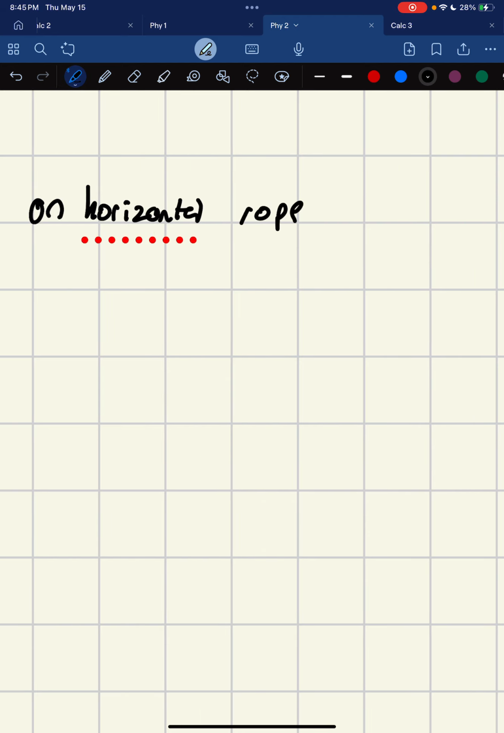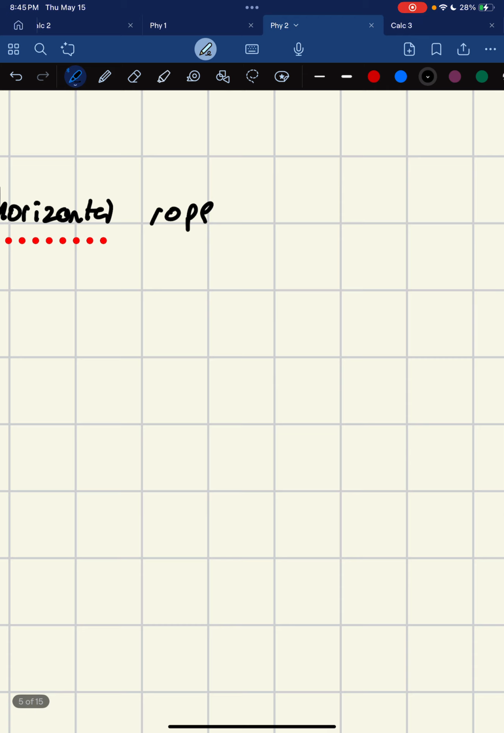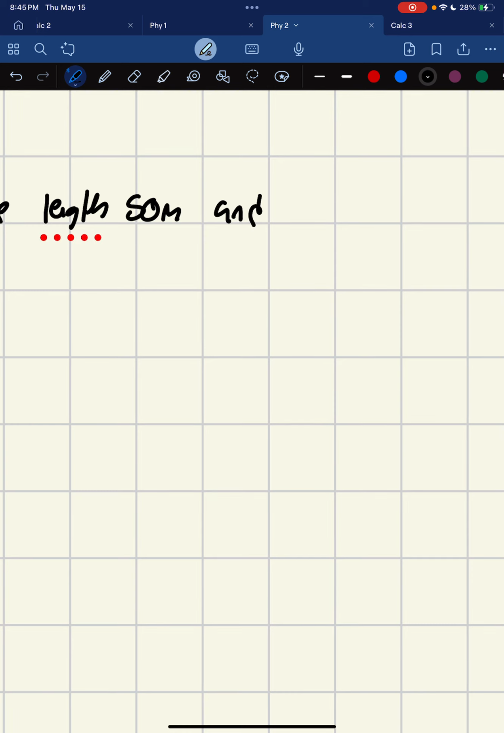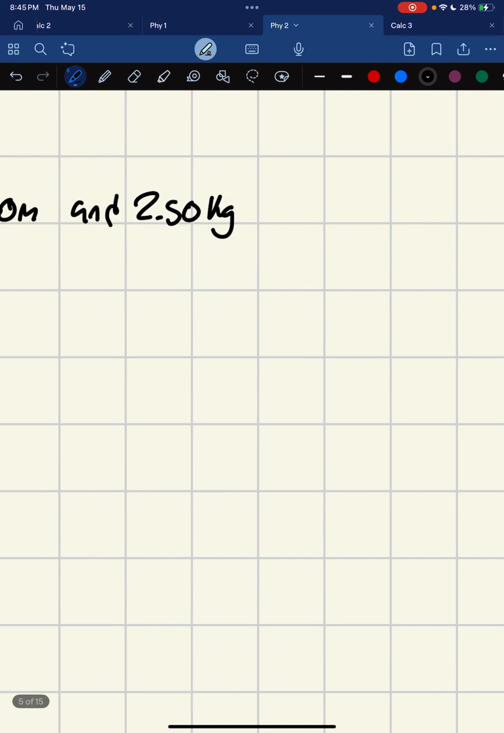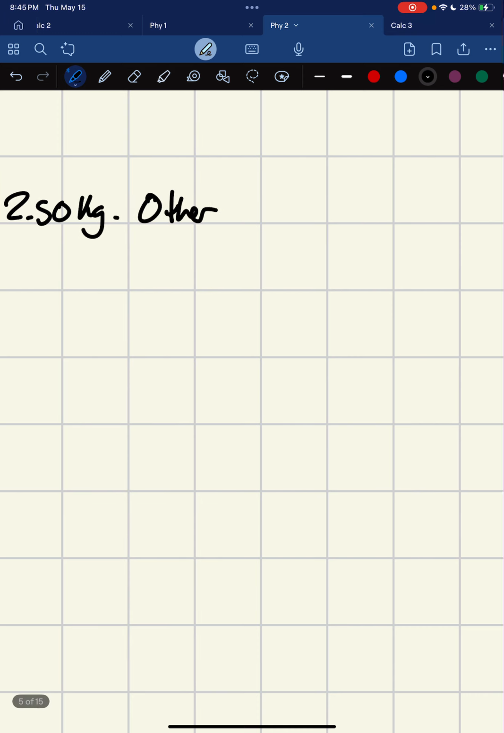Rope. 50 meters and 2.50 kilograms. Now the other end is tied to a post.